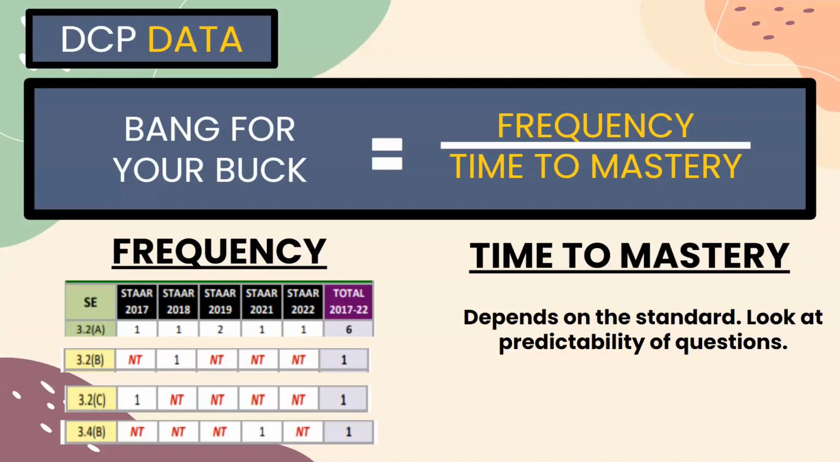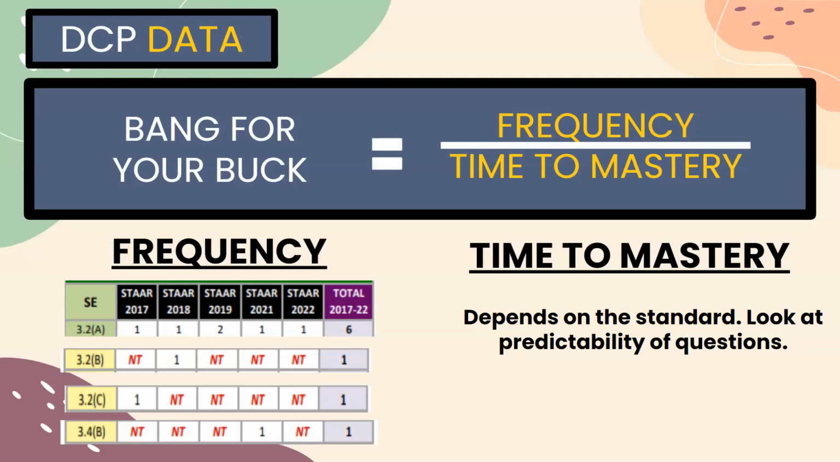You'll notice I have little snippets of the frequency distribution chart. And so what you'll notice is for the TEK 3.2a, which is composing and decomposing numbers to 100,000 using objects, pictorial models, and numbers, including expanded notation, has been tested a total of 6 times. Once every year and twice in 2019 on the STAAR test. Okay, this is a pretty easy TEK and it's been tested a lot.